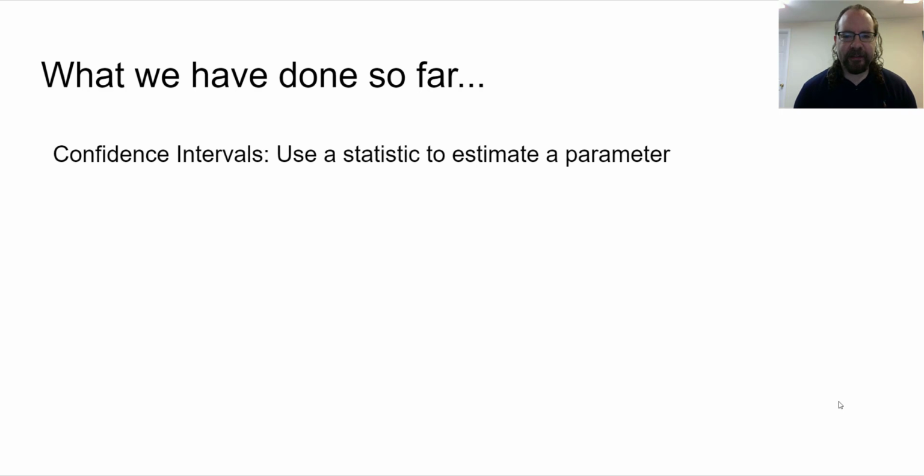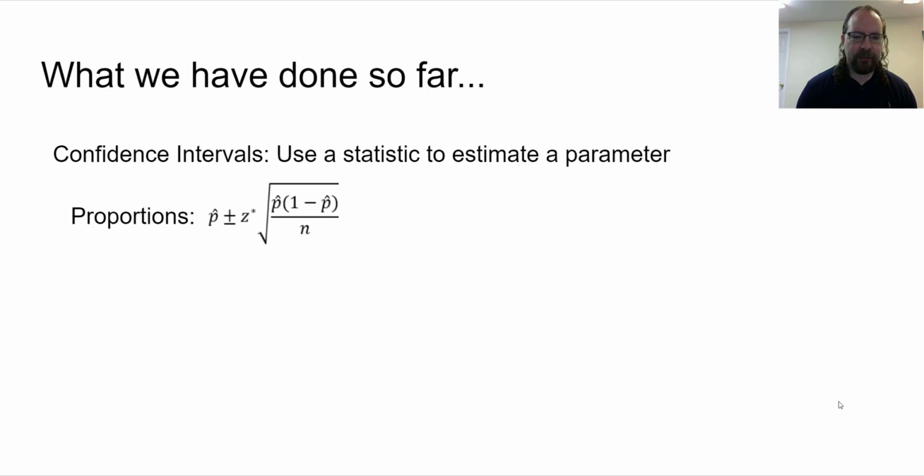We've talked about confidence intervals, which have the purpose of using a statistic to estimate a parameter. There's some value we don't know. We collect a sample. We use its value to estimate the population's value. For proportions, confidence intervals had this formula, and for means, confidence intervals had this formula. One of the big differences is that proportions use the normal curve, which is why there's a z, but means, since we typically don't know the standard deviation of the parent, use the t-curve, so there's a t-star there.